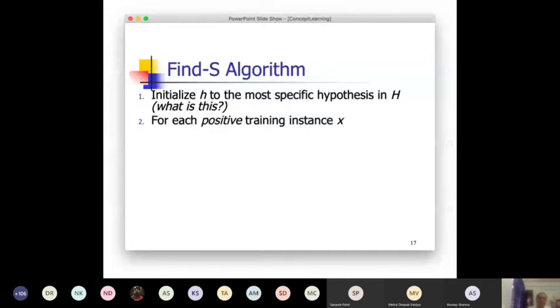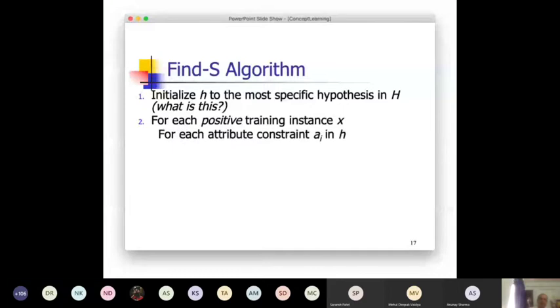And now what you do, for each positive training instance X, you need to modify this H so that H should satisfy X. Not only X, H should also satisfy all the previous positive examples. That means H should include X. So H should be further generalized from that condition, and that is the minimal generalization that you would look for, which will also satisfy X, which will include X as a positive instance for the hypothesis.